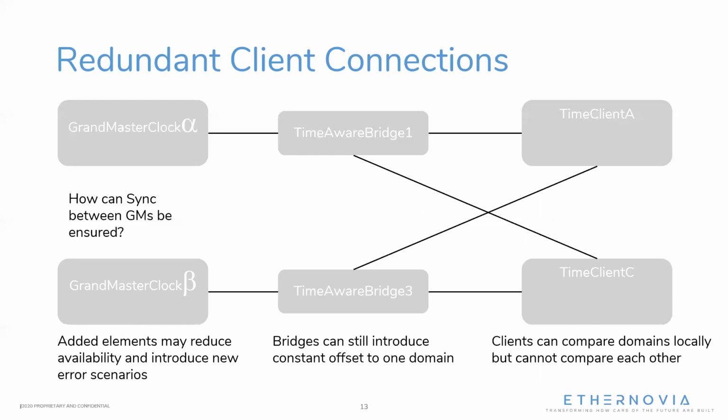Technically, when the bridges do introduce the constant offset to a domain, then time client A might see a wrong time from bridge 3, and time client C might also receive a wrong time from time-aware bridge C. And therefore, we have this problem that, looking at two clocks, we don't know which one is correct, and we don't know where the error actually occurred.